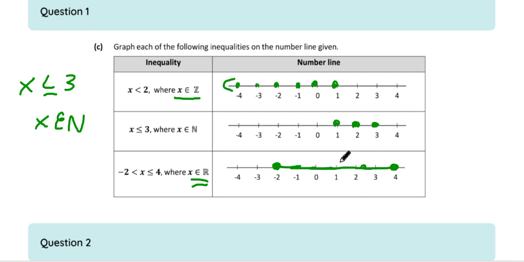No, 0's allowed. Is the -2 included? See the way it's less than? So I don't want the -2 included, but here's what I do. I have to use what's called a hollow dot. Do you know why I have to use the hollow dot? Because -1.999 is included, but -2 isn't. So that's why I have to use a hollow dot. You only ever use a hollow dot for ℝ.